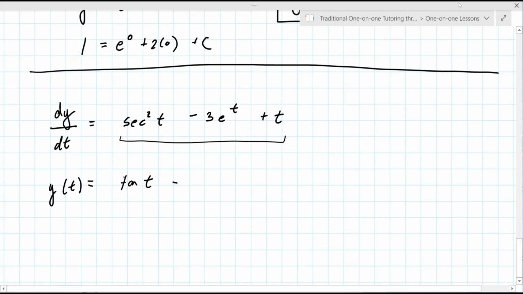Wait, but isn't it secant squared is tangent? Right, and that's what we're integrating here, secant squared. Maybe it's not clear, but the variable really doesn't matter, you just have to use the right one. And then it's minus 3. That's complicated. Is it just 3e to the t? Yes. Plus 1/2 t squared plus c.